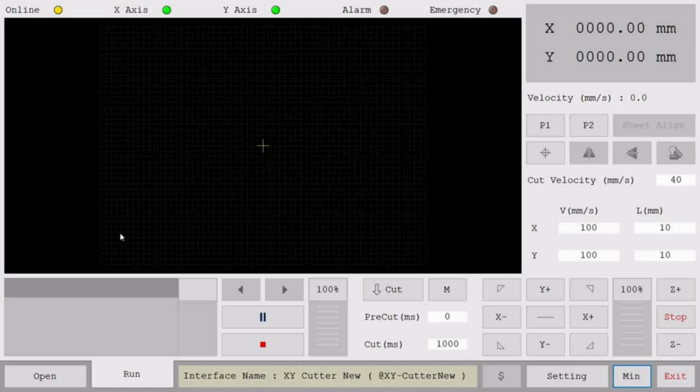In this video, we want to teach you the XY cutter interface. The training is for those who are going to be operators of cutting machines. We will explain each element and where they are used or might be used.